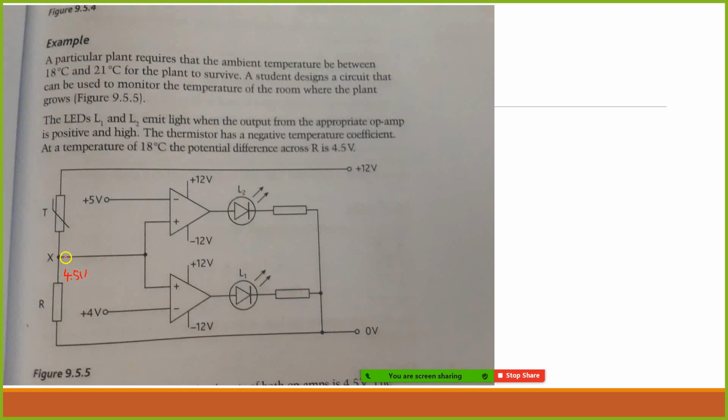So what that tells me is that voltage is going to come here, it's going to go here, and it's going to go here. Similarly, that voltage is going to come here and here. Now, already we have a set voltage at this non-inverting terminal, which is 4 volts, and at the top one I have a voltage of 5 volts.